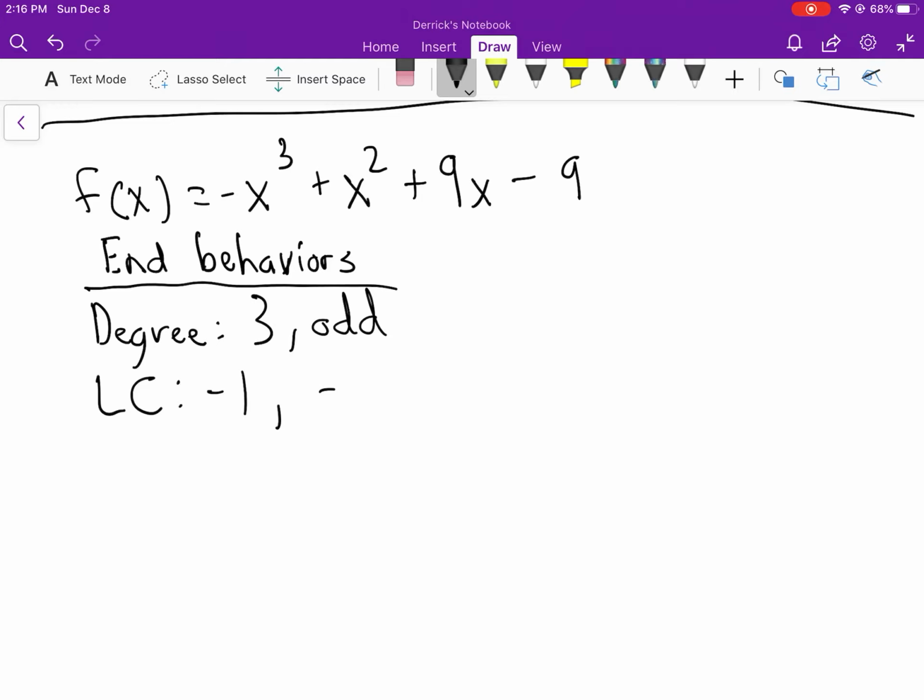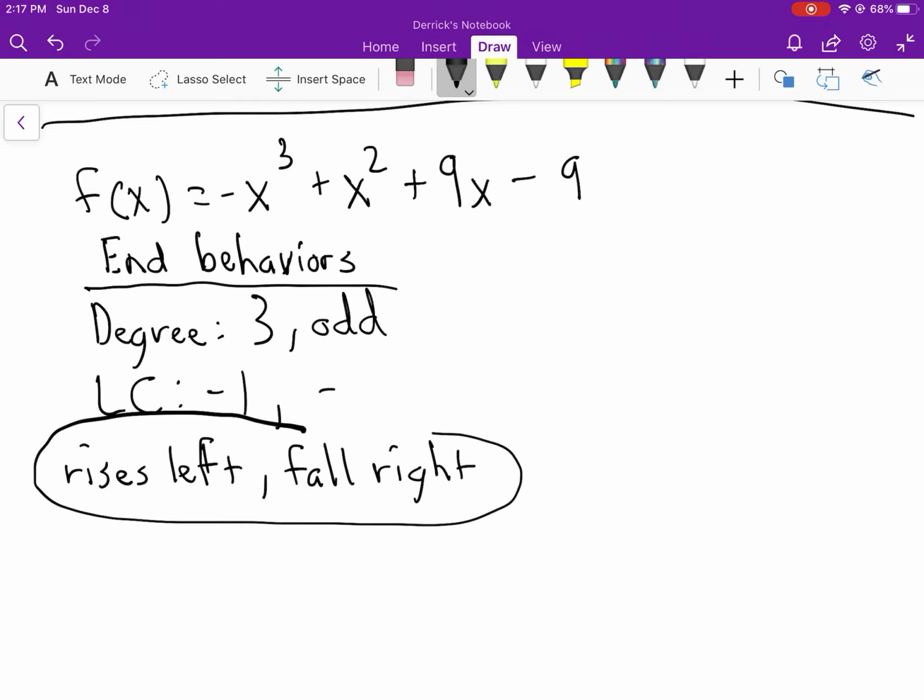So that switches up our end behaviors. Now it's going to rise to the left and fall to the right. Feel free to pause if I go a little bit too fast on this example. You just want to think about what's going on here.